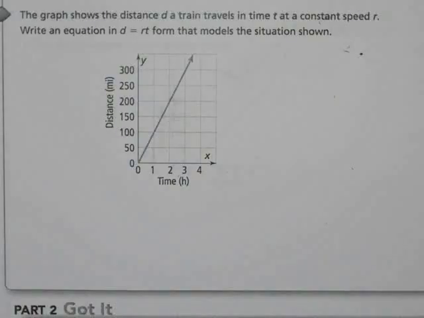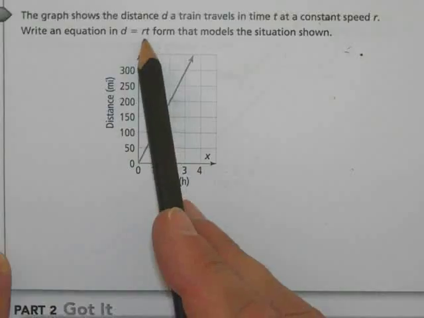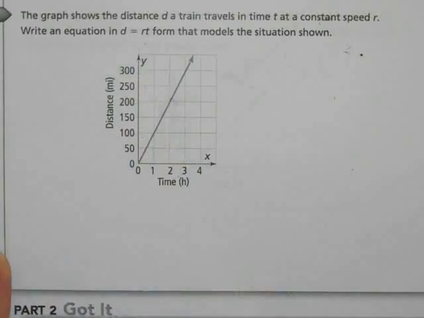The graph shows the distance d a train travels in time t at a constant speed r. Write an equation in d equals rt form that models this situation shown. In other words, the distance this train travels in miles, which is on the y-axis, is determined by the rate of speed that the train is going for a certain amount of time. And that makes perfect sense. If a car is traveling at 50 miles an hour for 3 hours, we know it goes 150 miles.